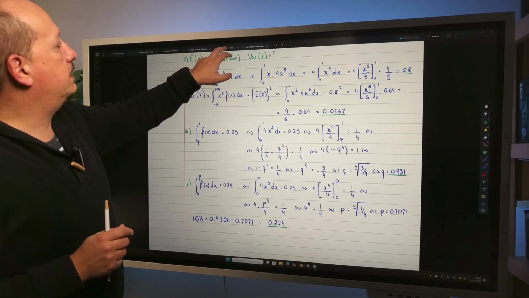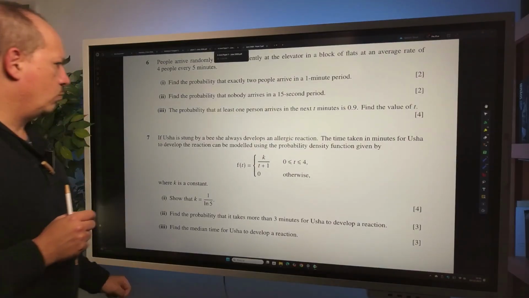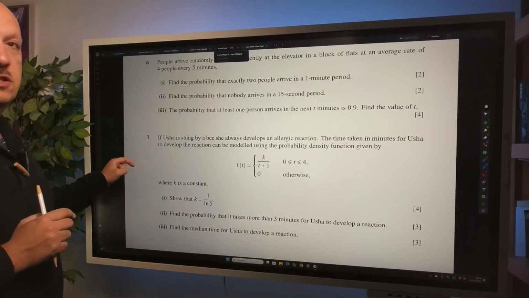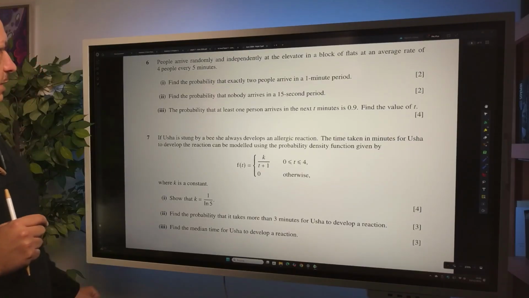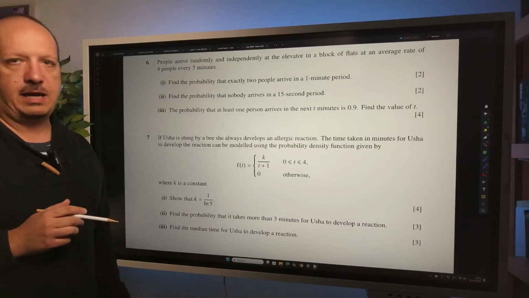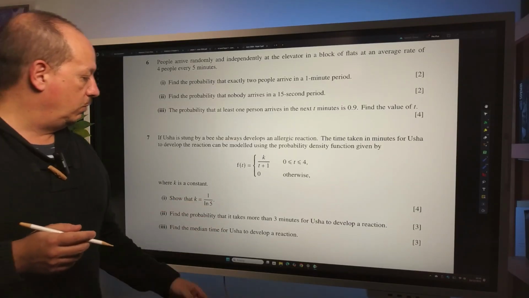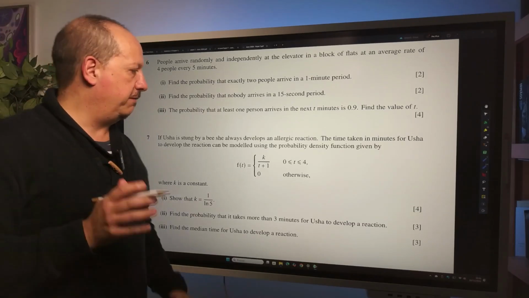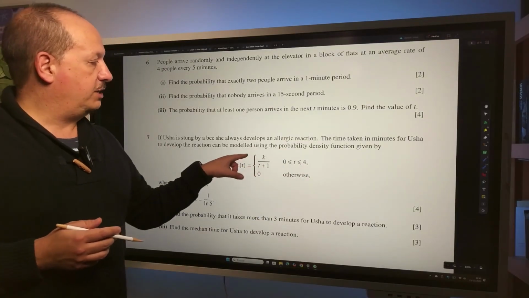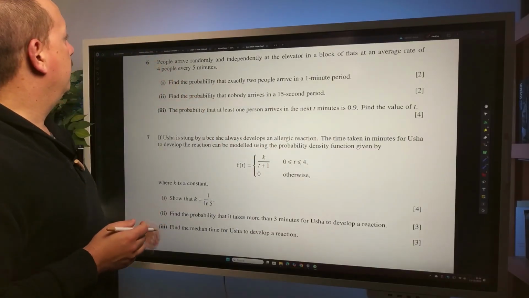Let's look at another one. This is June 2008, paper 7, question 7. If Usha is stung by a bee, she always develops an allergic reaction. The time taken in minutes for Usha to develop the reaction can be modeled using the probability density function given by, and here you have it, where k is a constant. First question, again, show that k equals 1 over natural logarithm of 5. What do you have to do? Well, here you have the limits of integration. You just integrate the function between 0 and 4 and equal it to 1 and solve it for k.